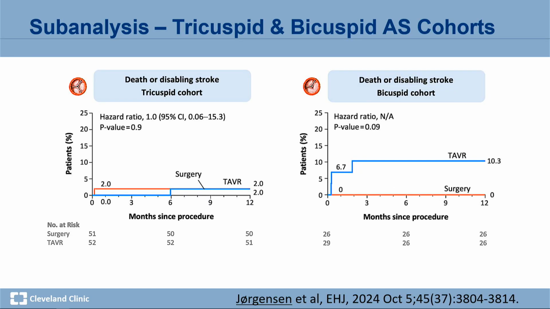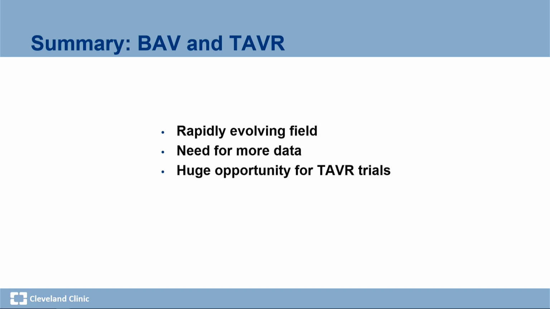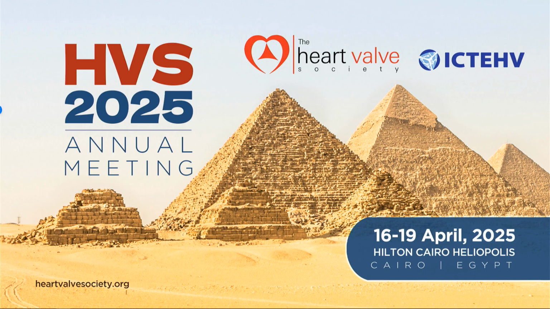And the NOTION trial, of course, with 25 patients in each group, shows worse outcomes with TAVR compared to surgery. This was stratified randomization. So this is something to keep in mind. Death and disabling stroke in the bicuspid cohort was a little bit worse. So it's a rapidly evolving field. We need more data and huge opportunity for TAVR trials.